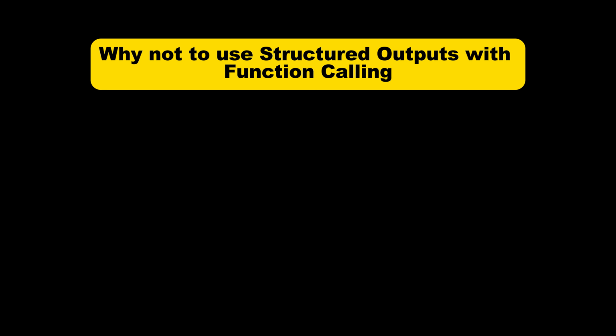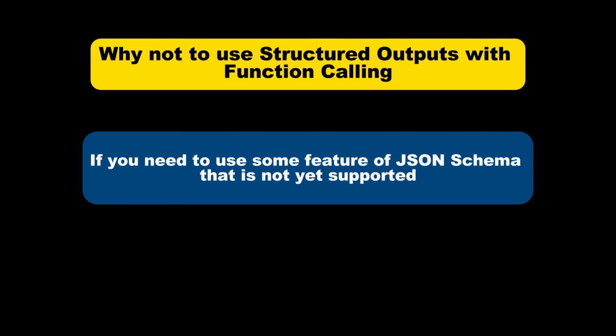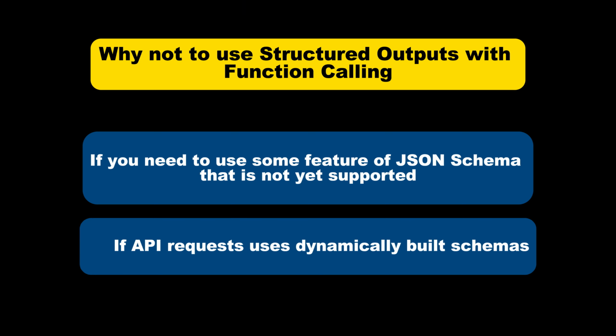There can be two main reasons. First is if you need to use some feature of JSON schema that is not yet supported. And second is if each of your API requests uses schemas that are not fixed but are generated on demand and rarely repeated, then you might not want to use structured outputs.